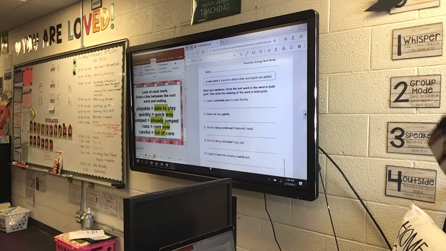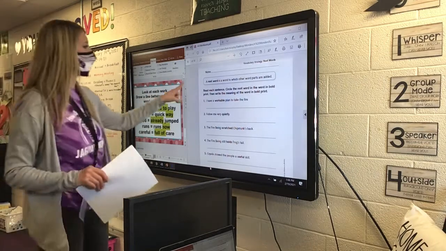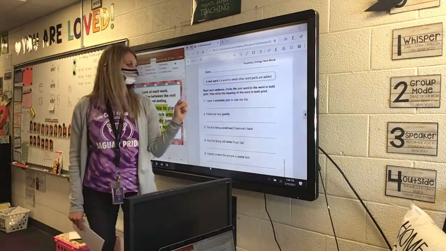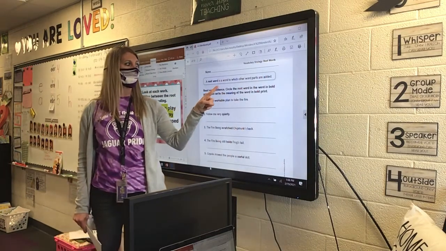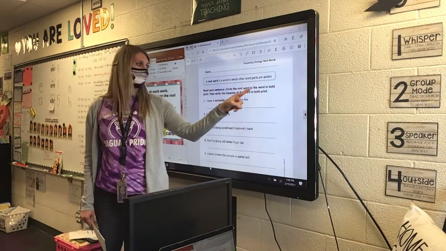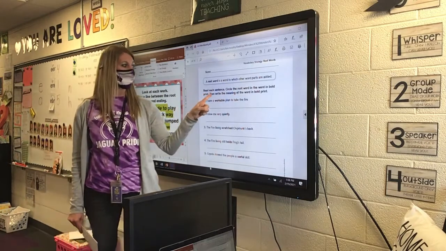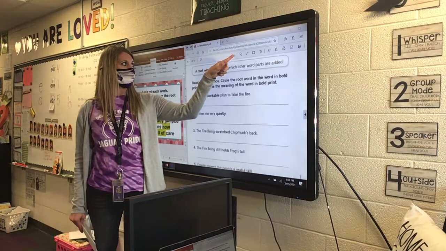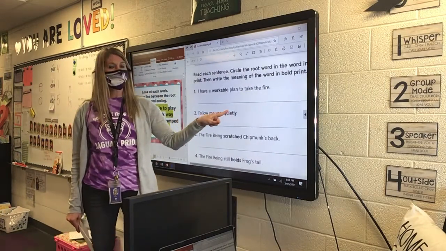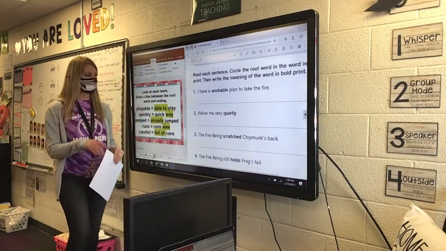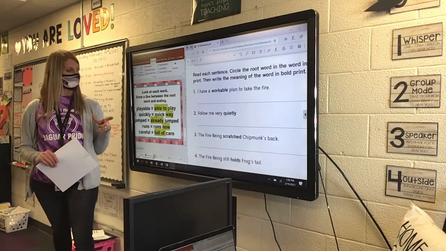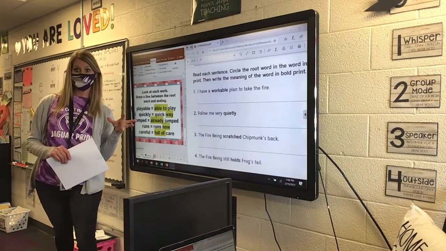Okay, so name at the top, and in the box it says a root word is a word to which other word parts are added. Read each sentence. You are going to circle the root word in bold print. Then write the meaning of the word in bold print. So I will do two of these with you, and then the rest I want you to do on your own. You can also look at this example, and for my remote learners, I'll make it bigger in a minute so you can see it, and then you can also pause it.